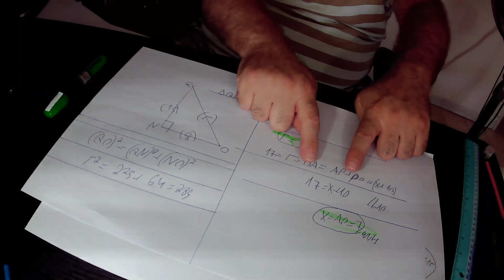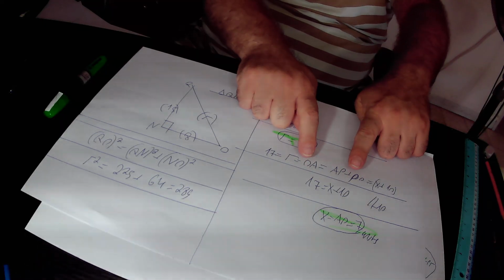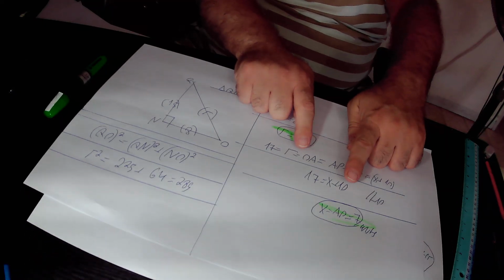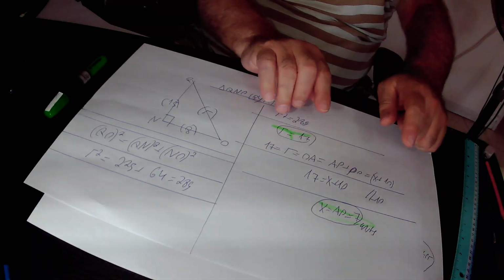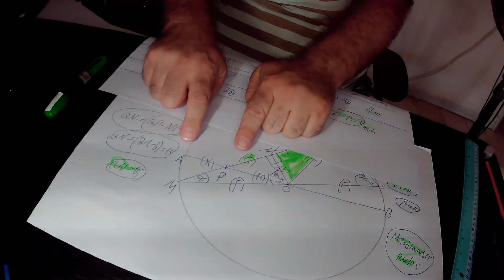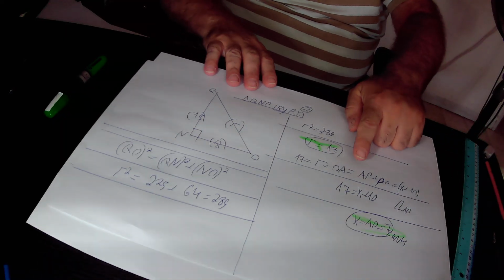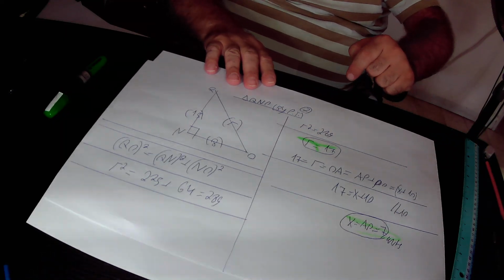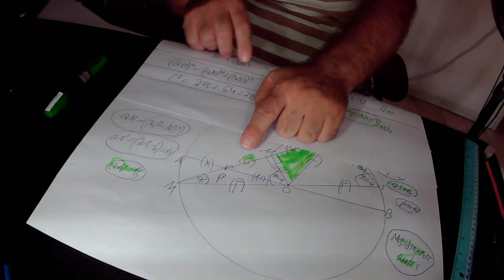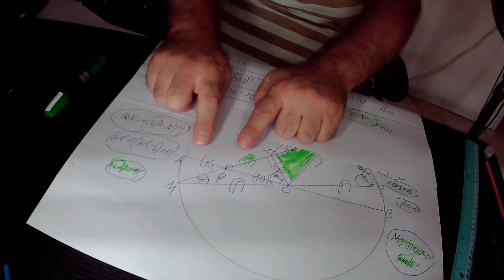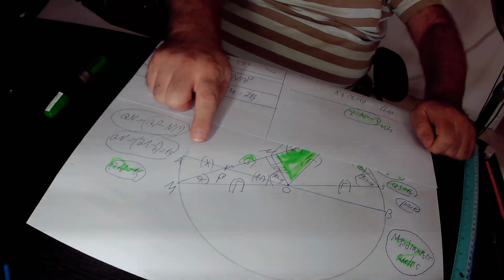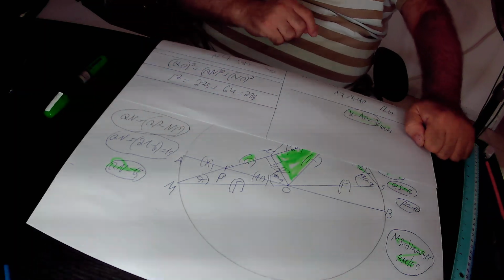If we subtract 10 from this equation, we finally find that X, that is the line segment that we are looking for in this question, X equals AP, which is 17 minus 10, that is 7. So the length of this line segment AP equals X equals 7 units. Okay, thank you very much.